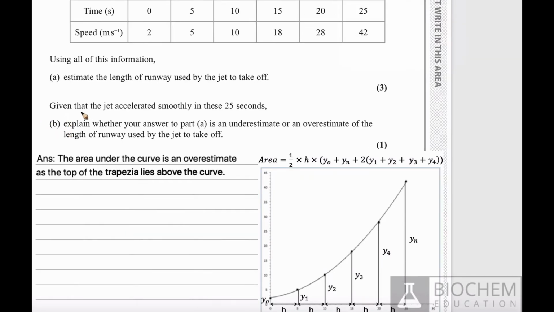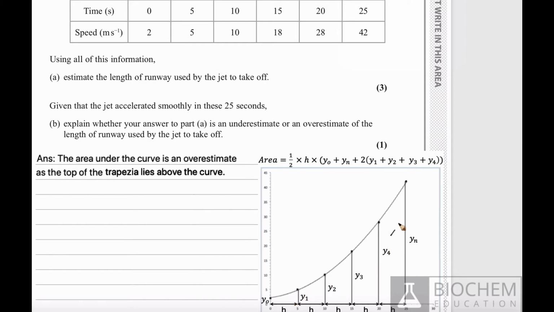Question 2, part B. Given that the jet accelerated smoothly in these 25 seconds, explain whether your answer to part A is an underestimate or an overestimate of the length of runway used by the jet to take off. The length of runway was estimated using the Trapezium Rule. Plotting this data on a graph with velocity on the y-axis and time on the x-axis produced a curve which was concave upwards. The area under this curve was estimated using the Trapezium Rule by dividing it into 5 trapeziums.